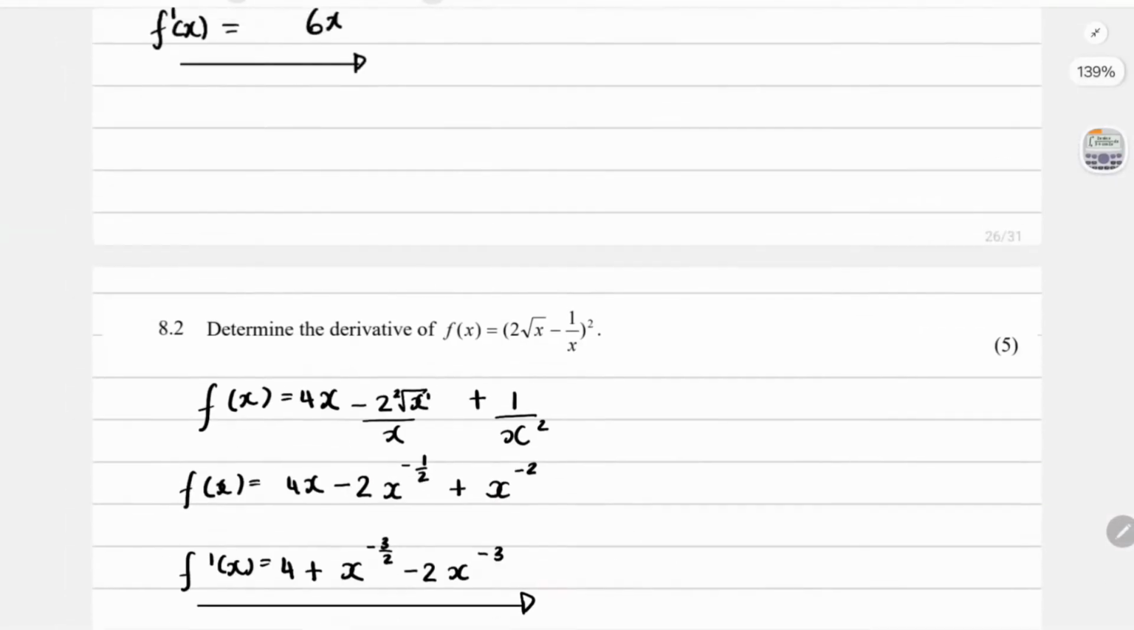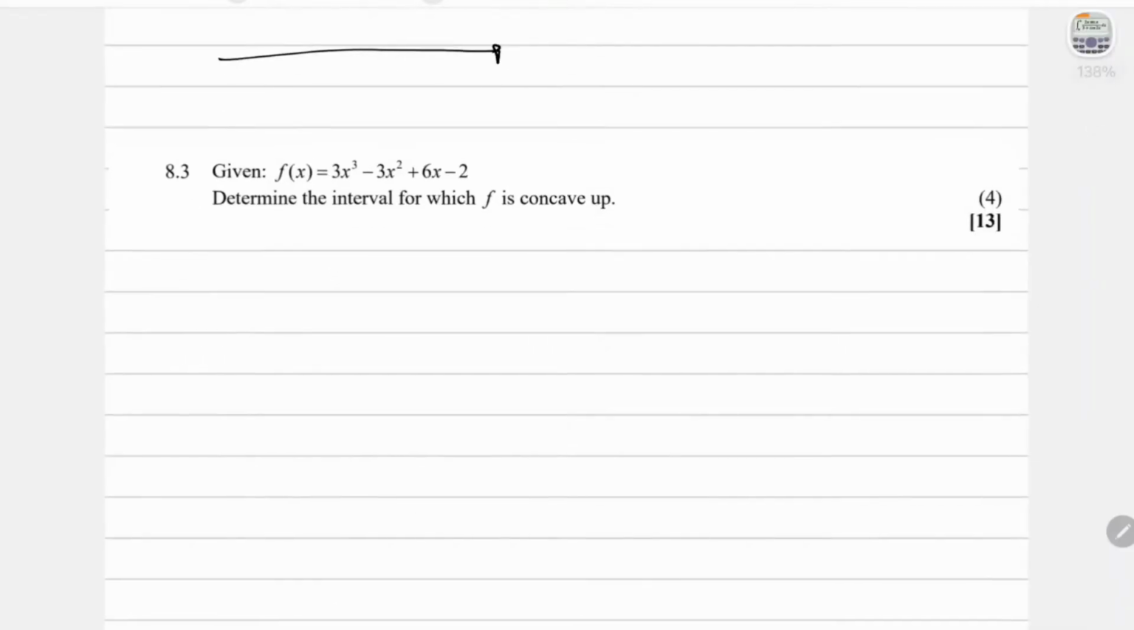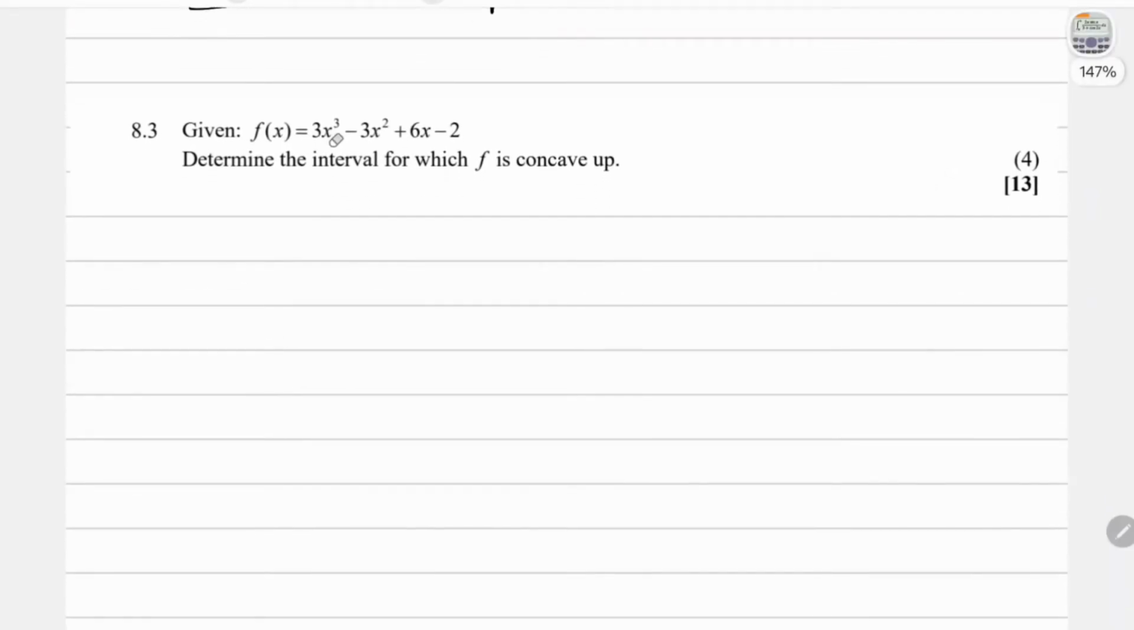Okay, finally moving on to the next question. 8.3 says, given f of x is equal to 3x cubed minus, and we have all of that. The question is, determine the interval for which f is concave up. Okay, so I'm going to quickly speak about concavity and how that really looks. Remember, I just really try my best to put a little bit of some learning in the past exam papers.